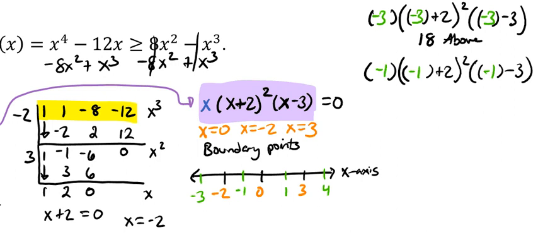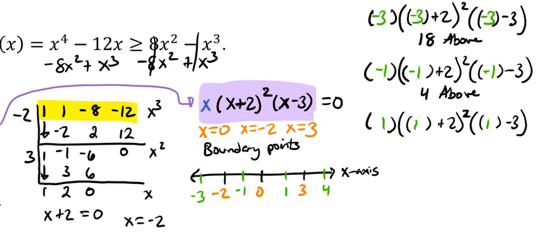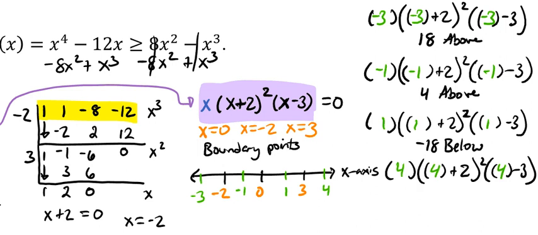So when I plug in -1 into the x's spots, and then plug that into my calculator, that's going to give me a value of 4, which is also above. When I plug in a +1, I get a value of -18, which is going to be below our x-axis. And when I plug in the number 4, we're going to get a value of 144, which is above our x-axis.